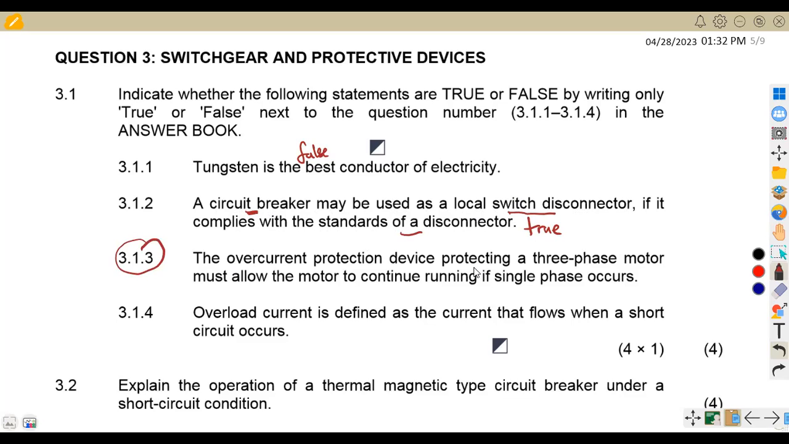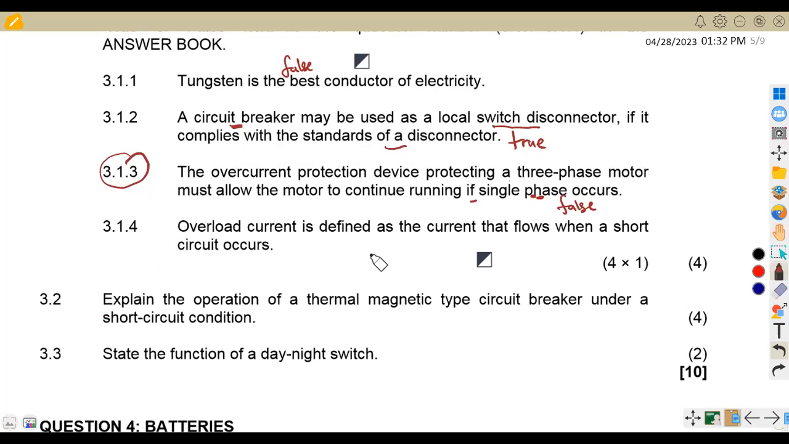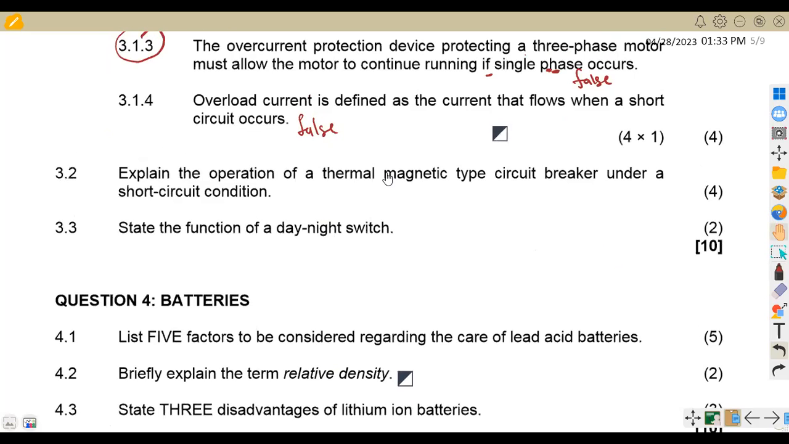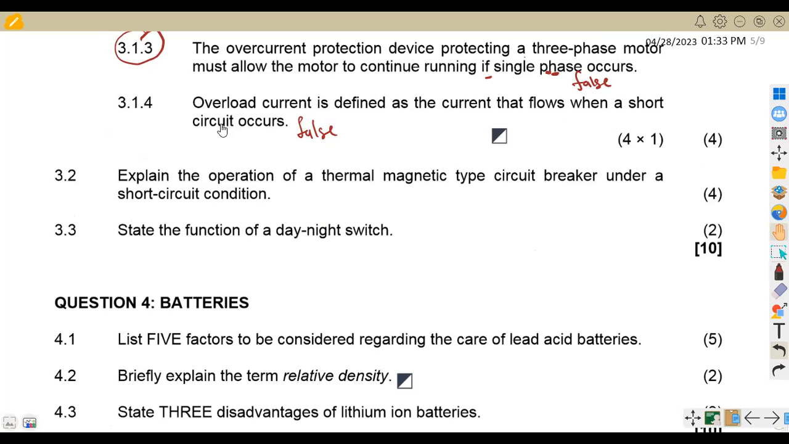3.1.3, the overcurrent protection device protecting a three-phase motor must allow the motor to continue running if single phase occurs. This is false, all right? Overcurrent is defined as current that flows when a short circuit occurs. Overload current, when a short circuit, no, this is false. An overload current is actually affecting the load. So here they're saying when a short circuit occurs, no, it can't be an overload. Because this one is a condition when you are applying an appliance which has a higher rating than the one that is required for that circuit. That is where we have an overload.